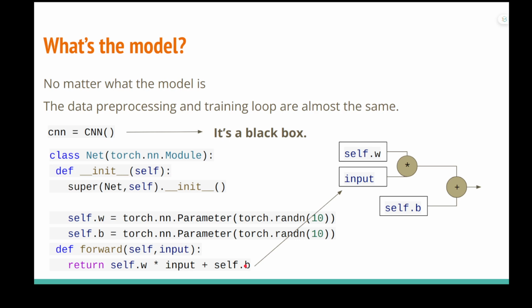But for now, you only need to know that the expression here is not a real calculation, since w, the input, and b are not numbers, they are actually parameters. So when we write this expression, it will not evaluate the value. It will produce a computational graph like this.